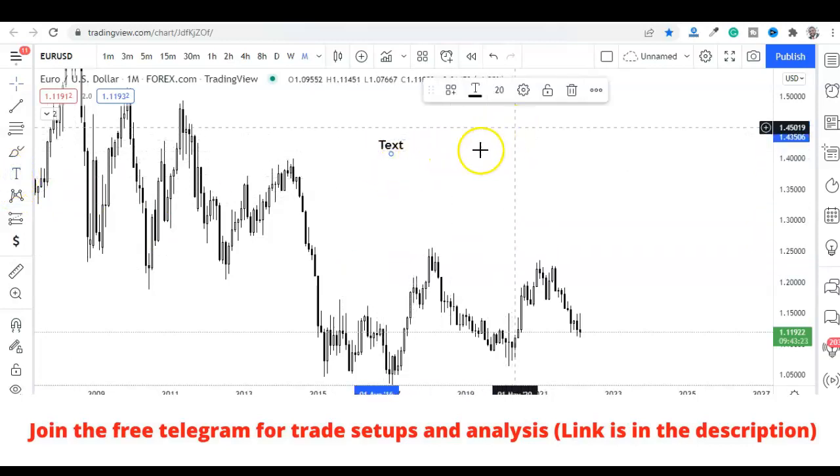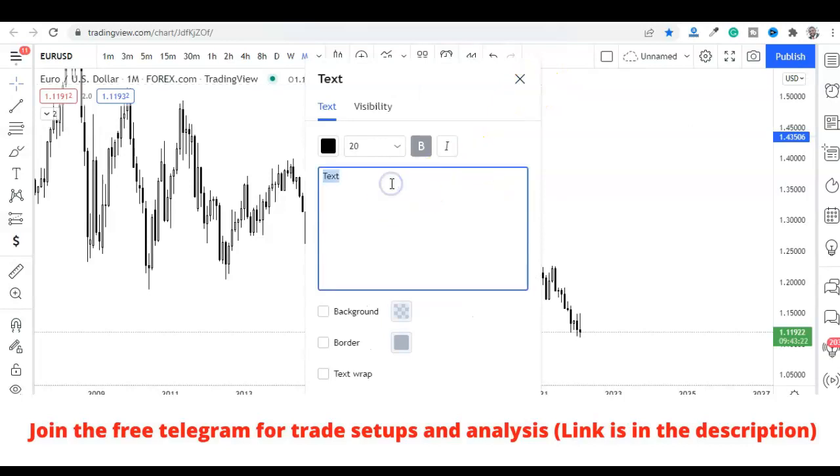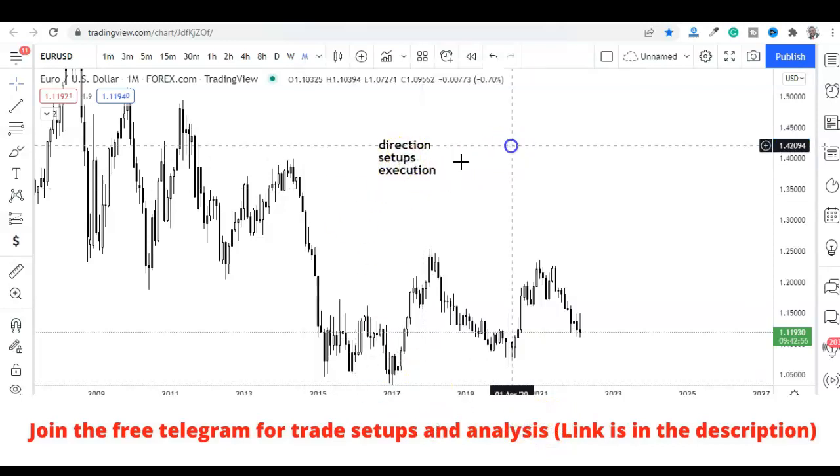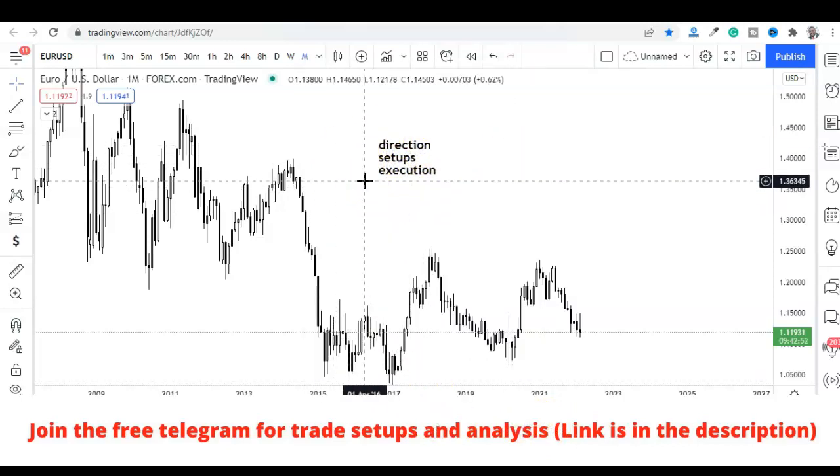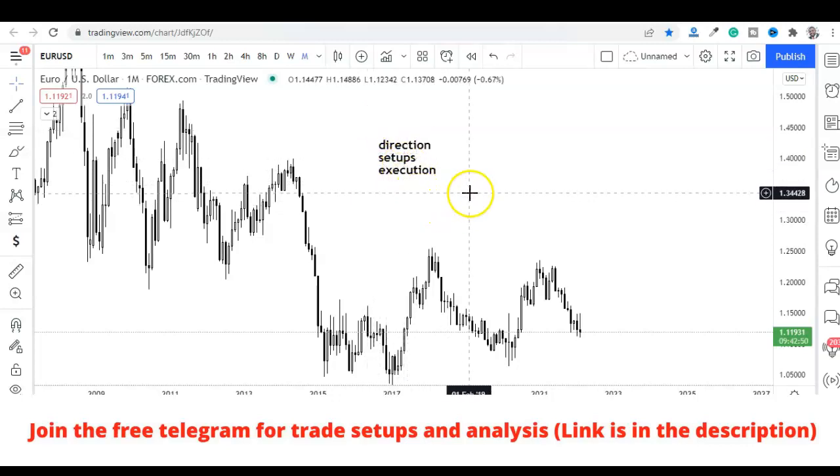The first one is, which time frame am I going to use for analysis? Which time frame am I going to use for direction? Then from there, which time frame will I be looking at for setups? And the final one, which time frame will I be using for execution? These three questions are very, very important, be you a position trader, a swing trader, intraday, or scalping.